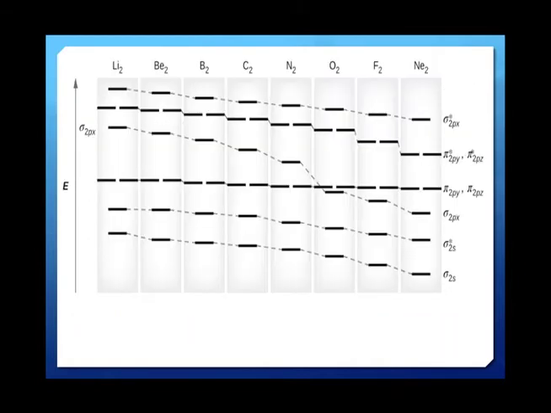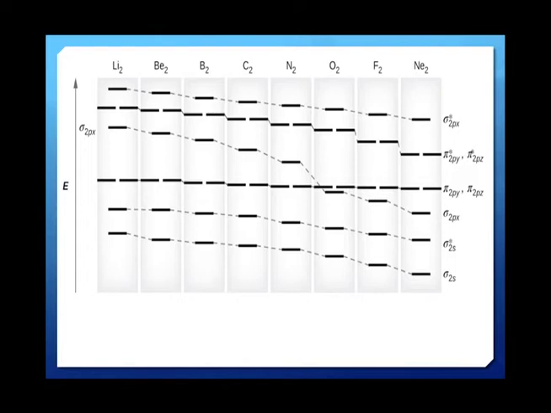Now let's move to period 2. That would be the elements from lithium to neon. In order to determine the bonding behavior of these hypothetical molecules, we would simply place the valence electrons in the resulting molecular orbitals from lowest energy to higher energy. However, there will be some differences in the order of the orbitals depending on the atoms involved.